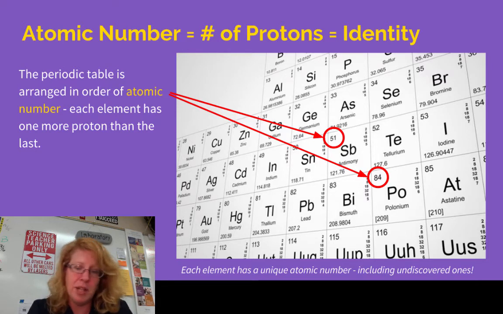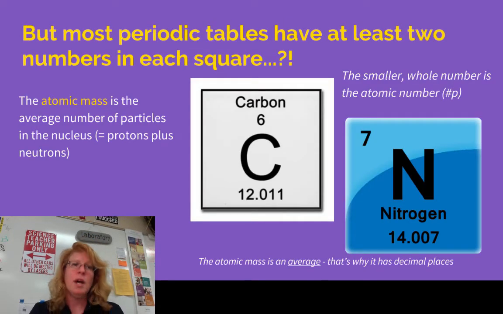So that's just how it's arranged. They decided quite a long time ago that that was really the identifying characteristic that was important. So what are the other numbers then? If you've looked at a periodic table, each one has at least 2. So what's the other one? That bottom number on there is called atomic mass.